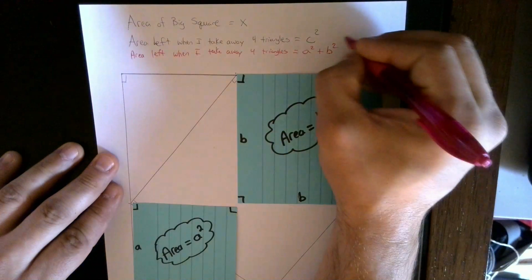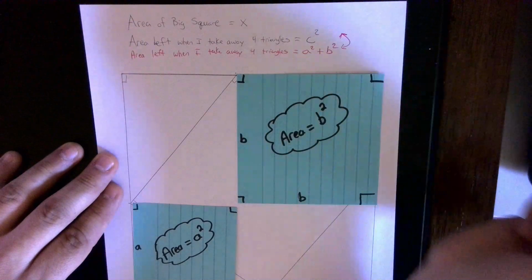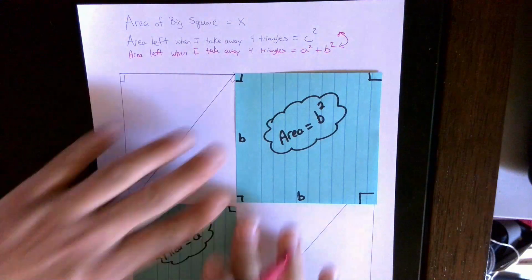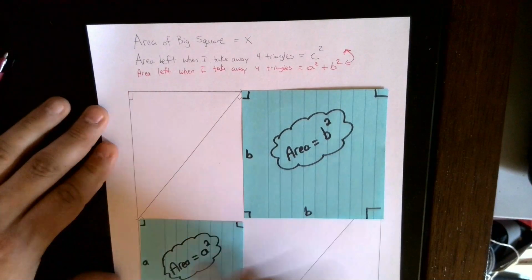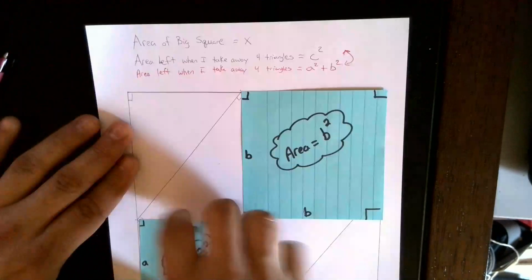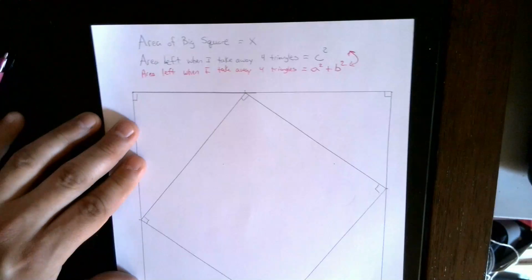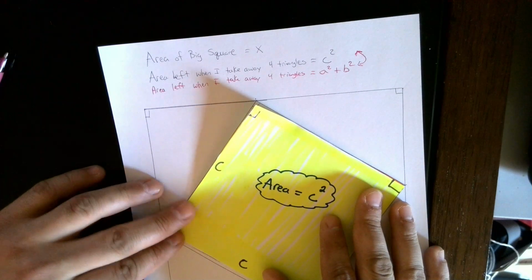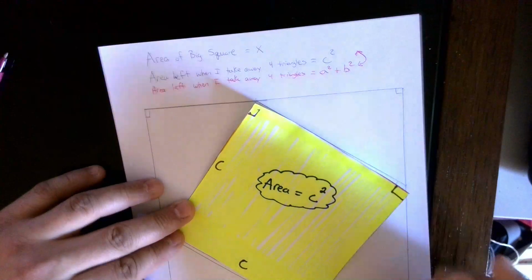Well, what do you know about these two things right here? They must be equal. And you can see that from here. So again, I took away the four triangles here. Boom. When I took away the four triangles, I was left with these two blue squares, A squared and B squared. Or I can start with the first diagram, the big thing here, take away the four triangles, and all I'm left with is this yellow part, C squared. Therefore, A squared plus B squared has to equal C squared.